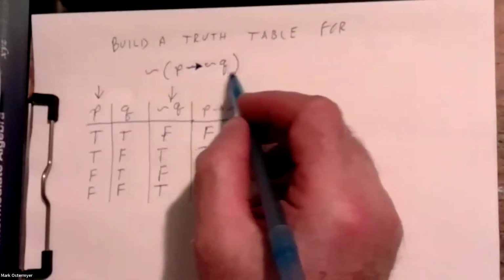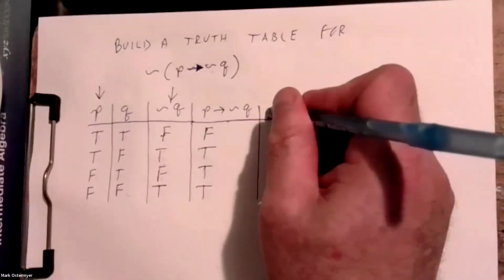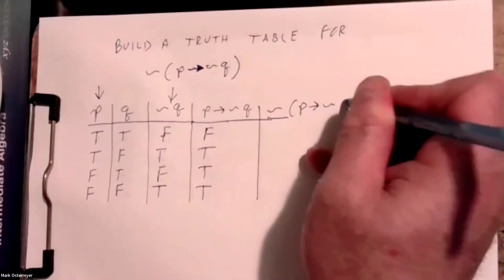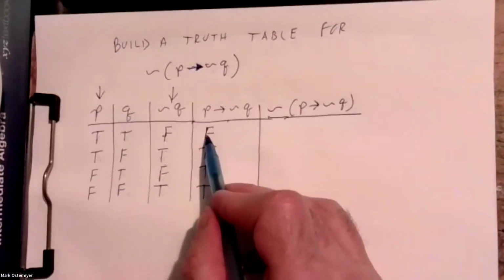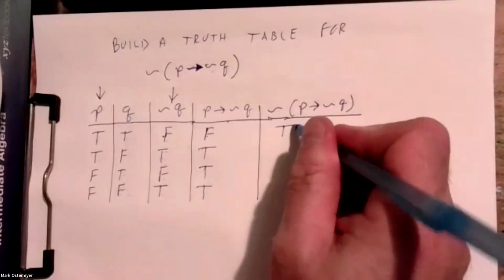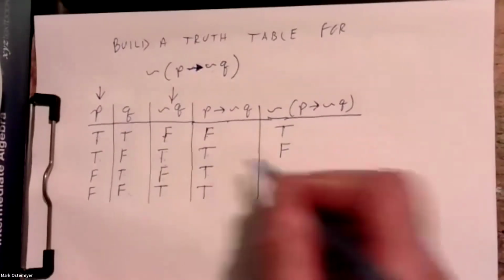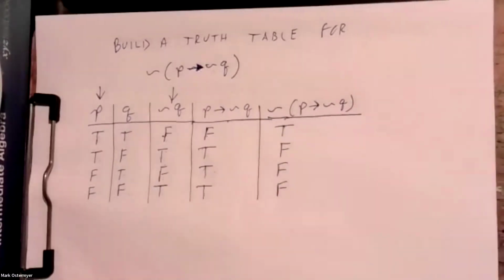Now we go outside the parentheses and we're ready for the what? The negation. That's right. That's going to be our next column here. So now we're going to negate the previous column. What's the negation of false? True. What's the negation of true? False. Negation of false, true. Negation of true, false. And we're done.